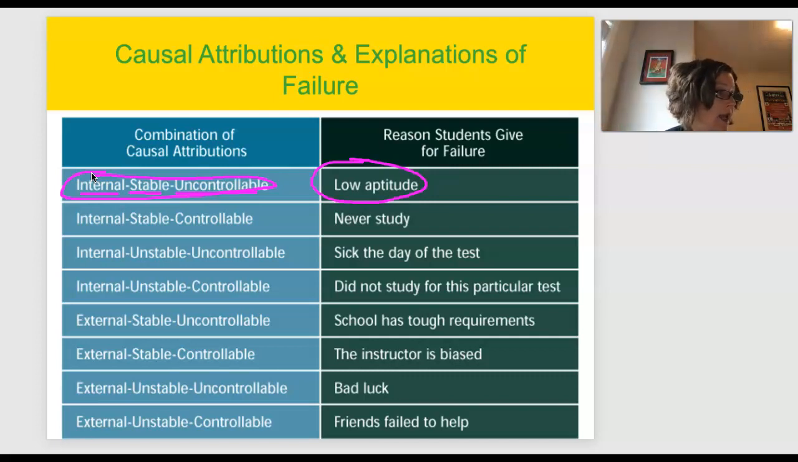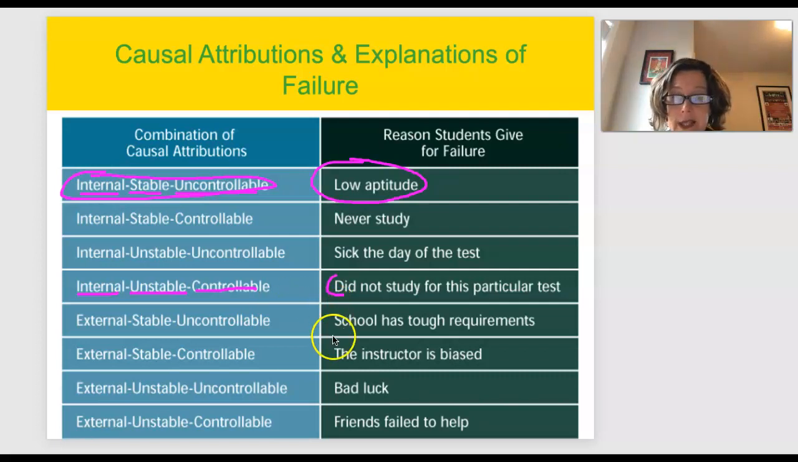Okay, let's look at "did not study for this particular test." Again, it's internal because you didn't study for the test. This one's unstable because you just didn't study for this particular test, and it's controllable. You're like, "Yeah, I just didn't study for this particular test. I'll study in the future." So it's a controllable aspect.